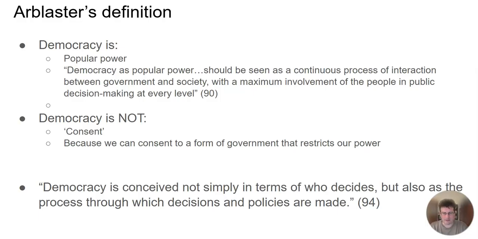And I think that this quote, just to end things, is really helpful. Democracy is conceived not simply in terms of who decides, but also as the process through which decisions and policies are made. So what Arblaster and Dahl are both doing is they're both trying to say, look, in a large-scale modern society, democracy is going to look different than it did in Athens. What does it need to look like, right? What are its essential features? Dahl gives us some institutions, right, that he wants us to focus on. Rather than focusing on institutions, Arblaster gives us sort of a goal, right? The goal of democracy is to reduce the gap between the government and the governed as much as possible.